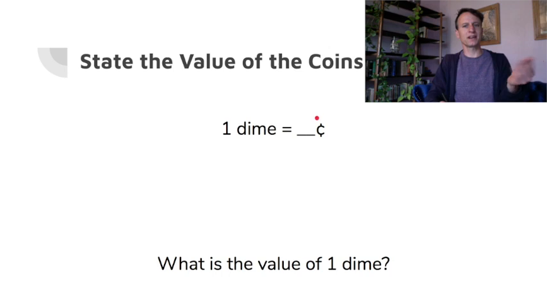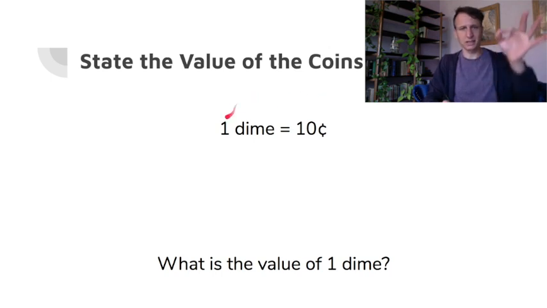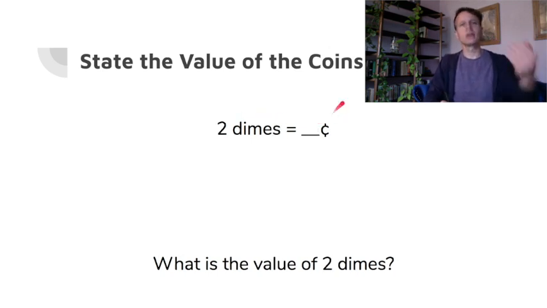Yes, 1 dime is how many cents? 10 cents. Remember, we're relating decimals to money. 1/10 is 10 hundredths. I want you to remember that cent right there means hundredth. Excellent. 2 dimes is 20 cents. 3 dimes is 30 cents.